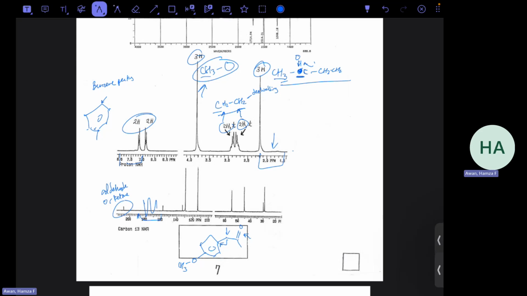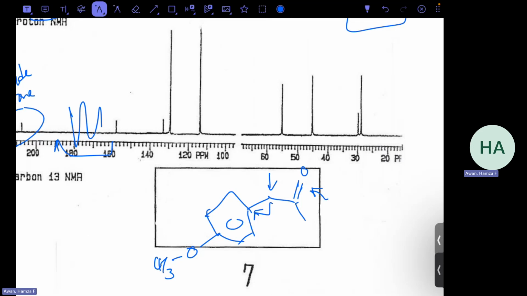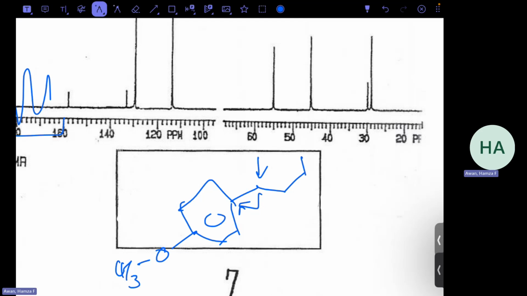Am I missing a CH2? Well, oh, I am missing a CH2. That is correct. So just like that, beautiful. And so now we have our two CH2 groups. Thank you for pointing that out.